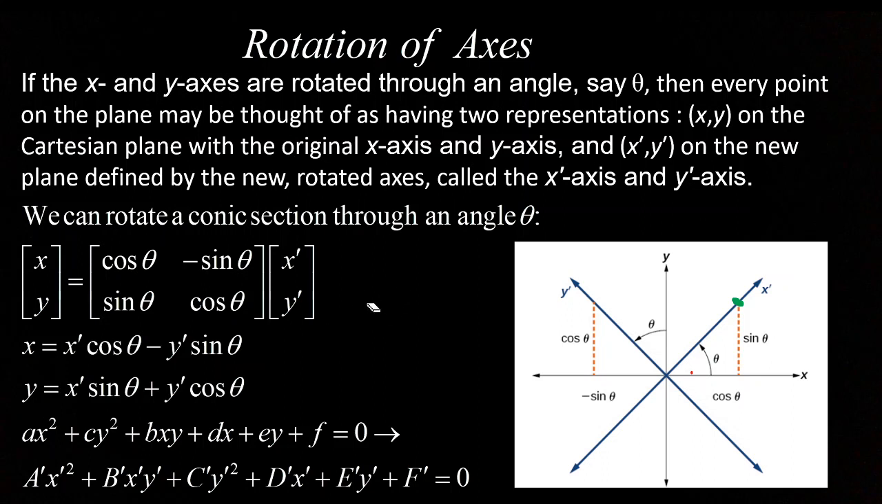Now, to rotate the axis and write the equation of a conic section using x prime, y prime, you have to use this conversion. You have to substitute all of that for x wherever you see x, and all of that for y wherever you see y. That's the idea. So let's do it.